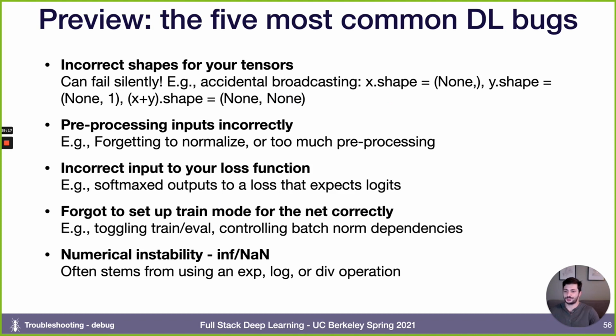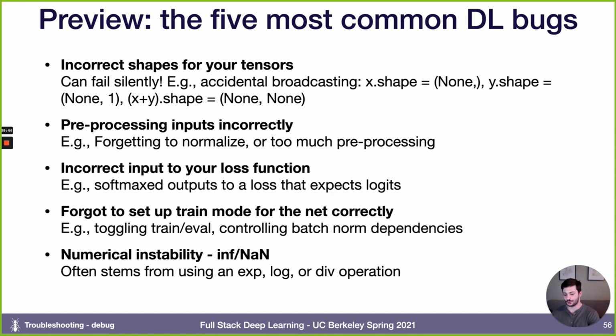All right, so to give you a quick preview of some of the stuff that we're going to cover here, in my experience, these are 5 of the most common bugs that tend to come up when you're implementing a deep learning model. One really common one is that you have the wrong shapes for your tensors. So you're trying to add something that's like 3 by 4 together with something that's like 3 by 5.